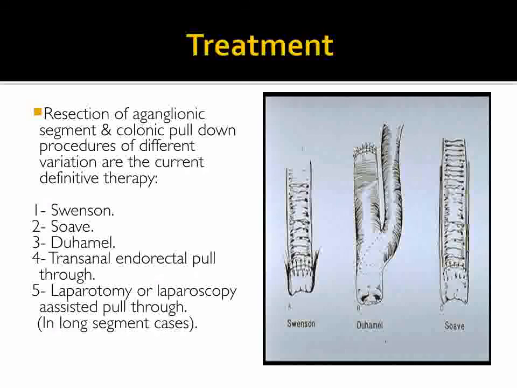So, to treat Hirschsprung disease in such cases, we have to open the abdomen to resect the whole of the aganglionic segment and mobilize the colon and bring it down. This can be done either by laparotomy, by opening the abdomen, or by laparoscopy through the use of a laparoscope. So the operations done for Hirschsprung disease include the Swenson operation, Soave operation, Duhamel operation, transanal endorectal pull-through, and either laparotomy or laparoscopy assisted pull-through.